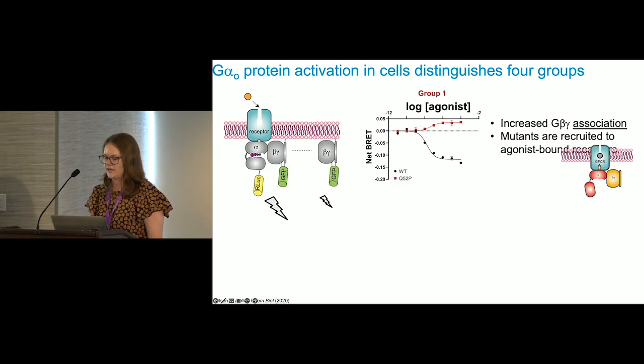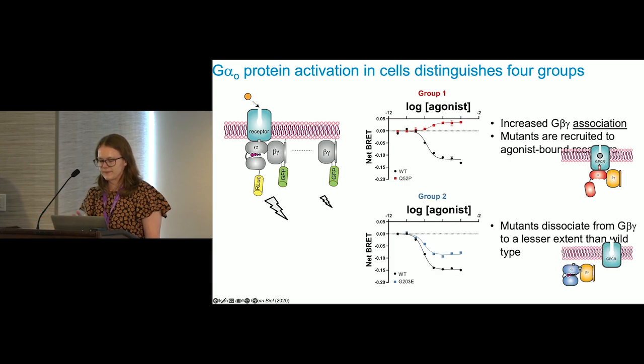So this is indicating to us that, sorry, the slides are messed up a bit, but that the G alpha and G beta gamma subunits are associating more tightly. In other words, the group 1 mutants are actually being recruited to agonist-bound or activated receptors. The second group of mutants show a decrease in BRET signal like wild type, but to a lesser extent. This indicates that the mutants are holding on to beta gamma instead of releasing it.